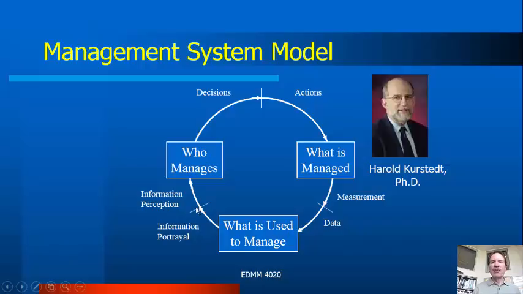So information will flow in this clockwise direction, right? So we take measurements from the system, convert them to data. Our management tools convert data into information. We portray that information to managers who perceive it and who make decisions that affect the actions they take. If we go in the counterclockwise direction, we're basically in the tool development mode. And we get into that in more depth in one of the other courses in our engineer management program.